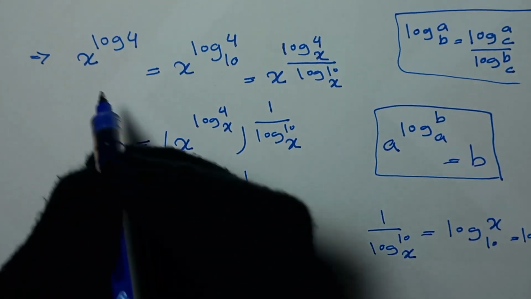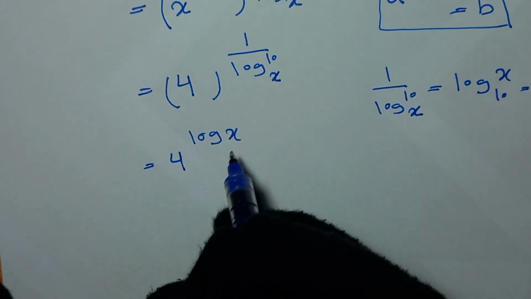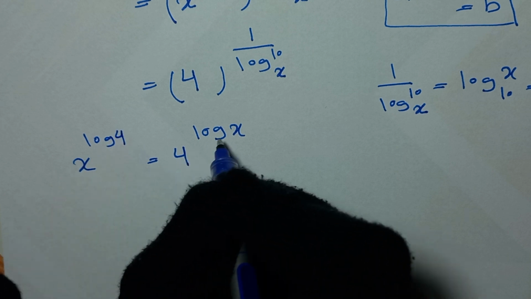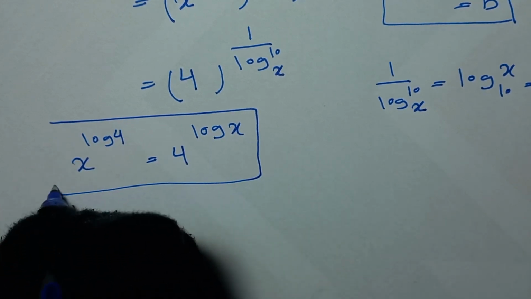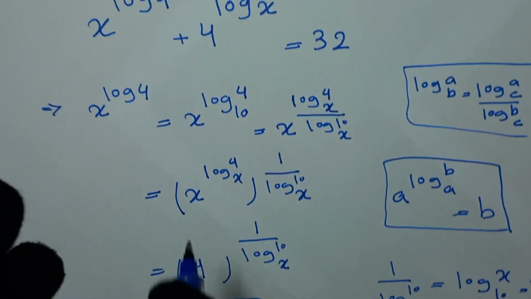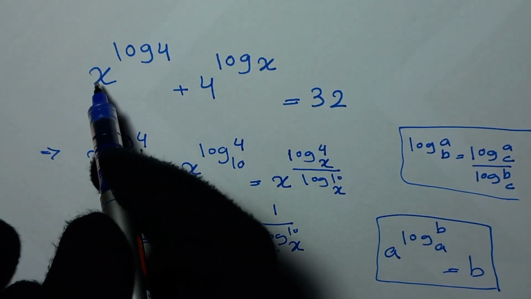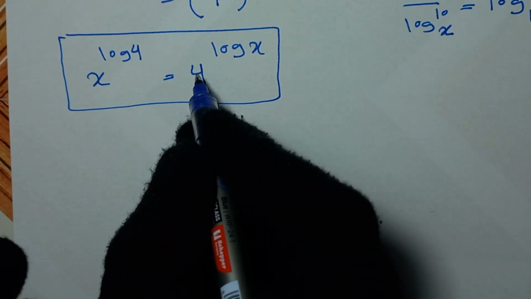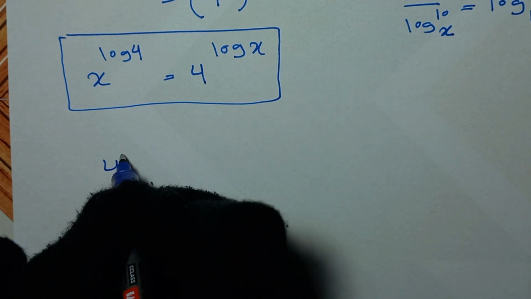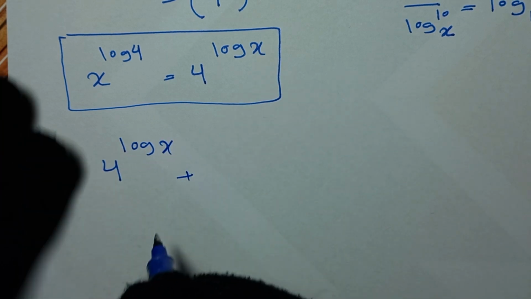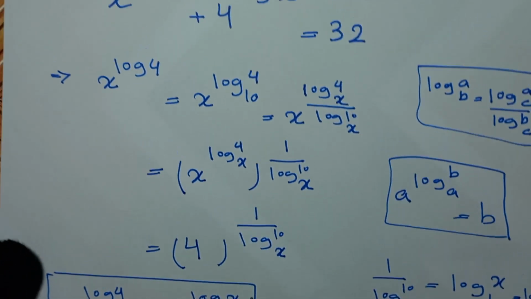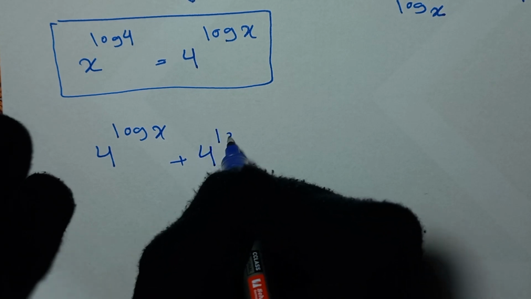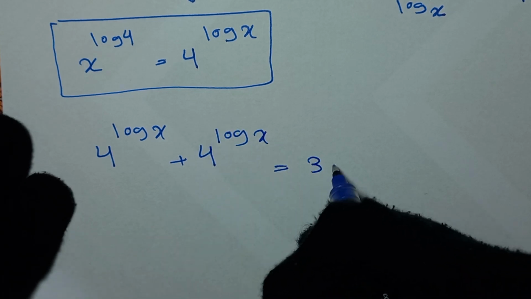So from here, x to power of log of 4 is equal to 4 to power of log of x. So from here, we rewrite this equation: x to power of log of 4 is equal to 4 to power of log of x. So we write 4 to power of log of x plus 4 to power of log of x is equal to 32.